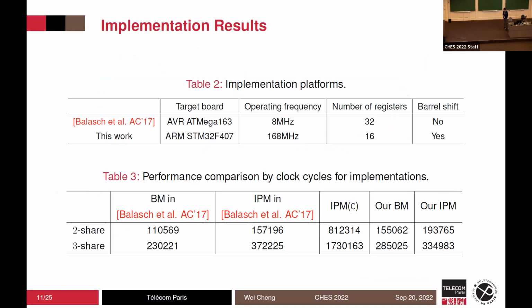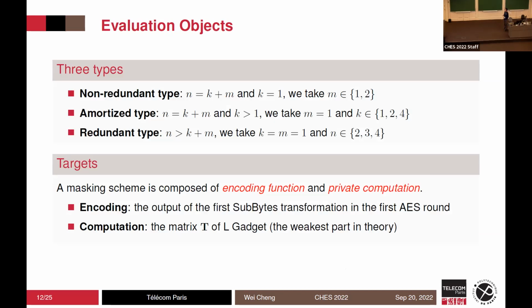So here is the implementation comparison. In our case, we consider an ARM Cortex M4 device. In the baseline, it's an AVR implementation. The interesting thing is that if we take the reference, the overhead is about 1.5 times that of Boolean masking, but in our case, it's about 1.2 times that of Boolean masking. So that's our implementation part.